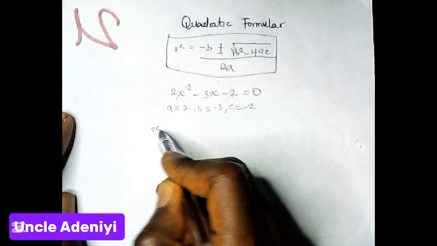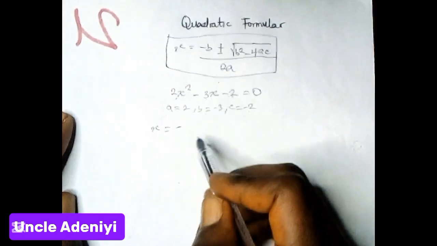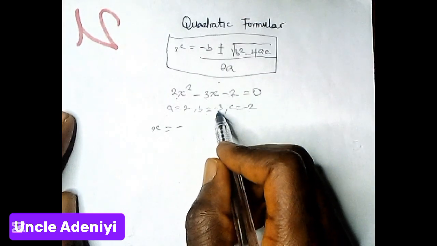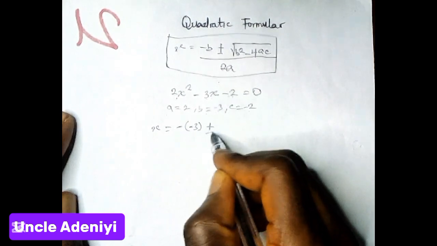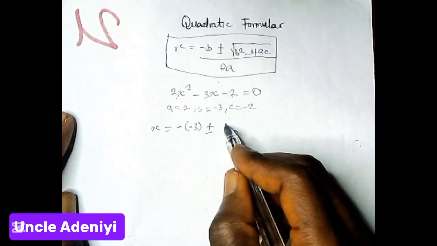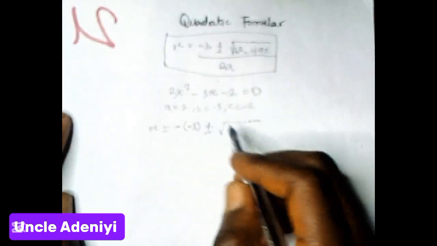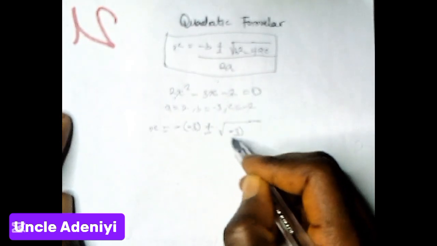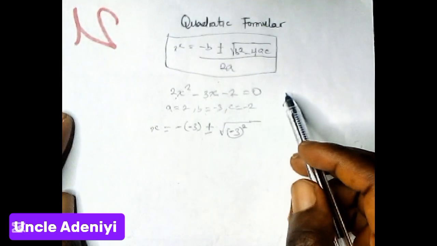So you come talk wetin? S equals minus wetin be your B? B na minus 3. Put your minus 3 inside bracket. Abi? Plus or minus. Come write your square root. Your B square. Wetin be your B? Na minus 3. Abi? Come put am inside bracket. Square am.